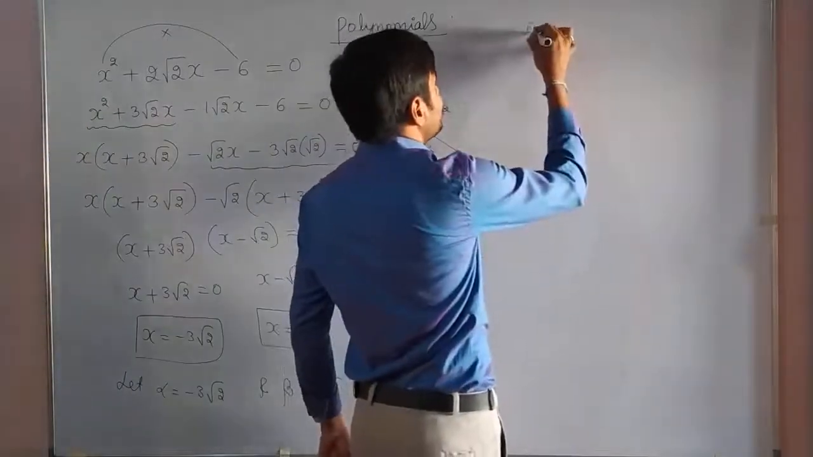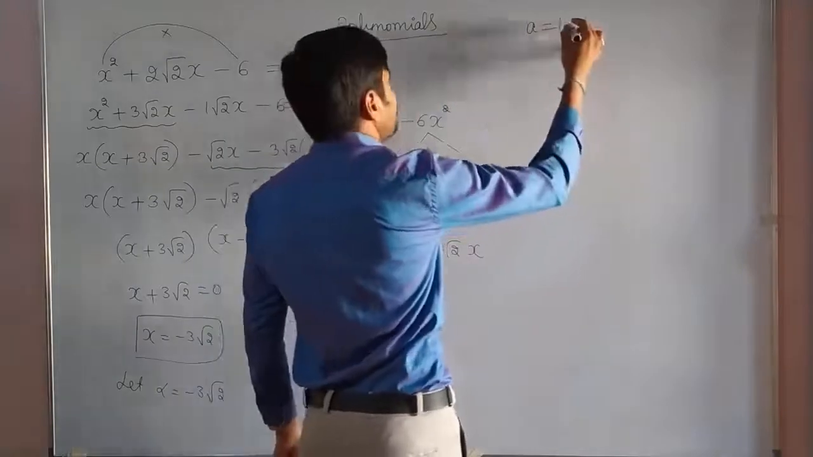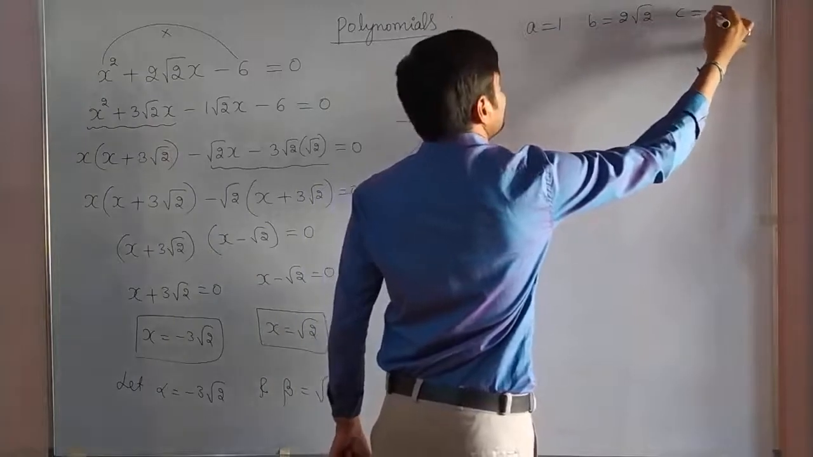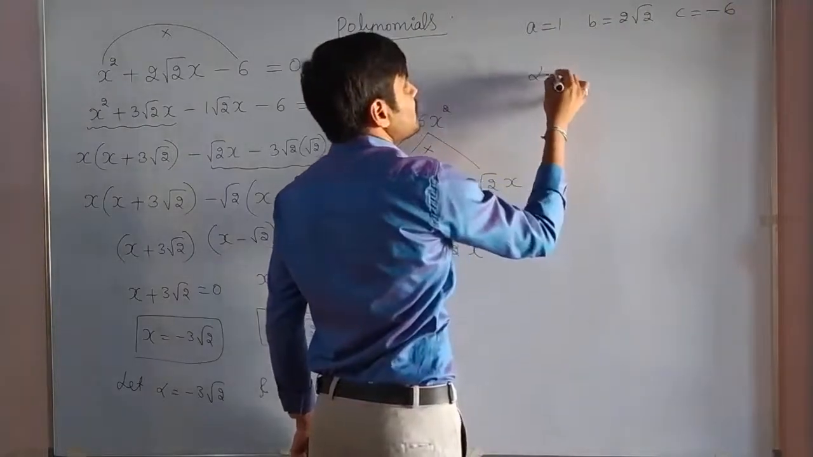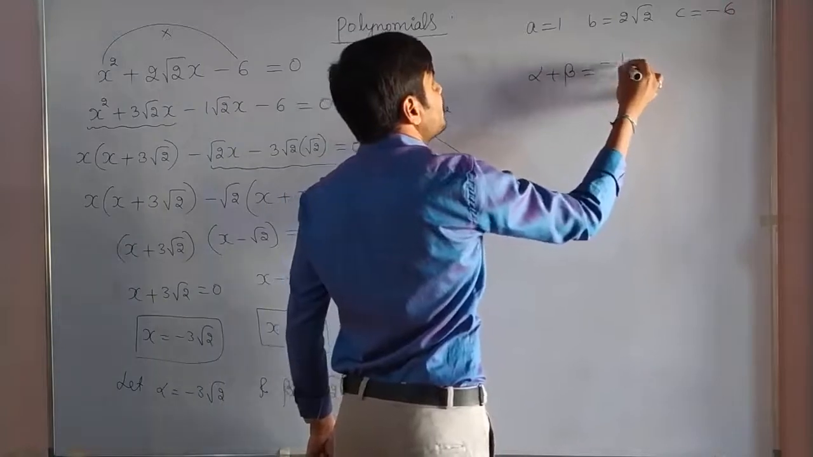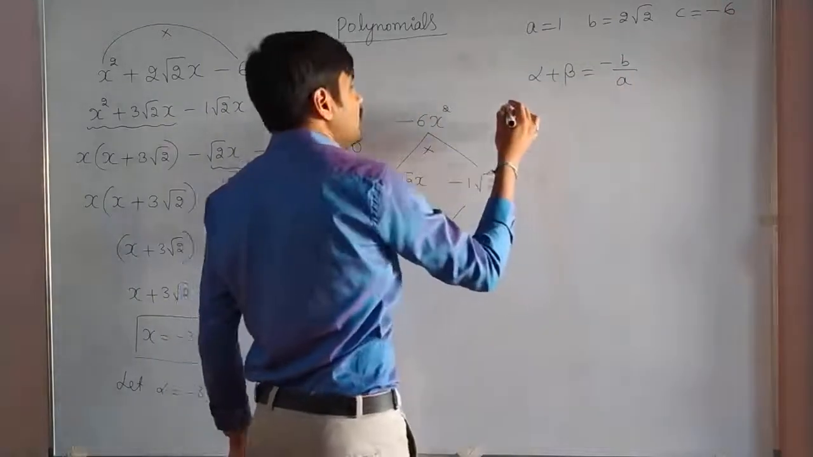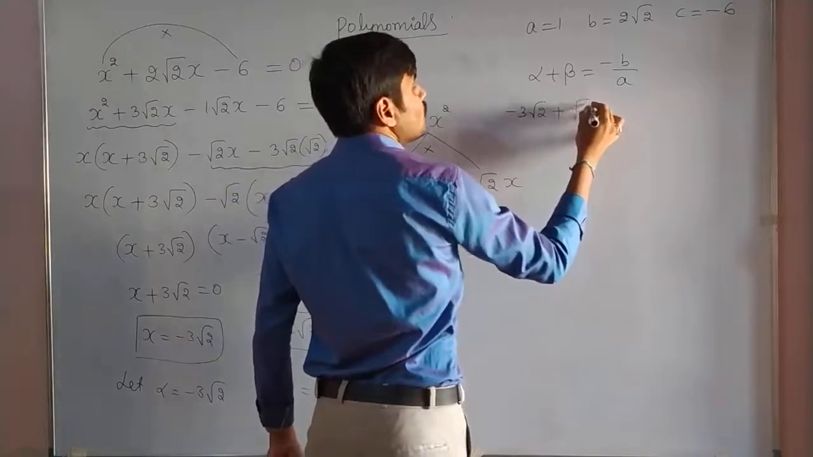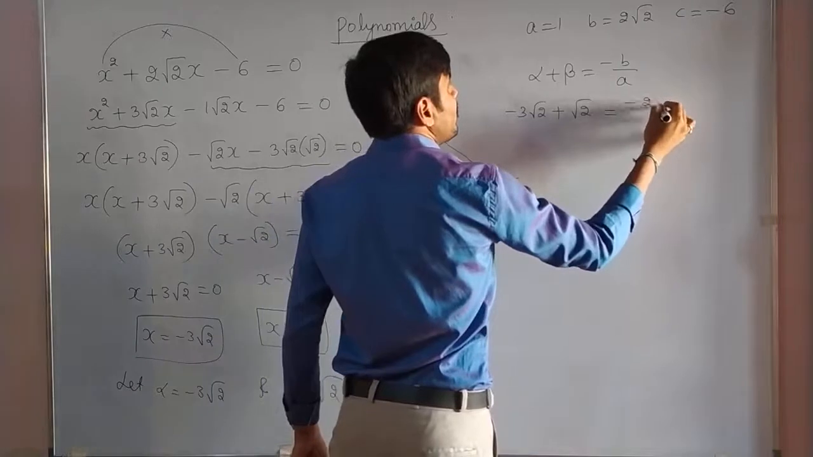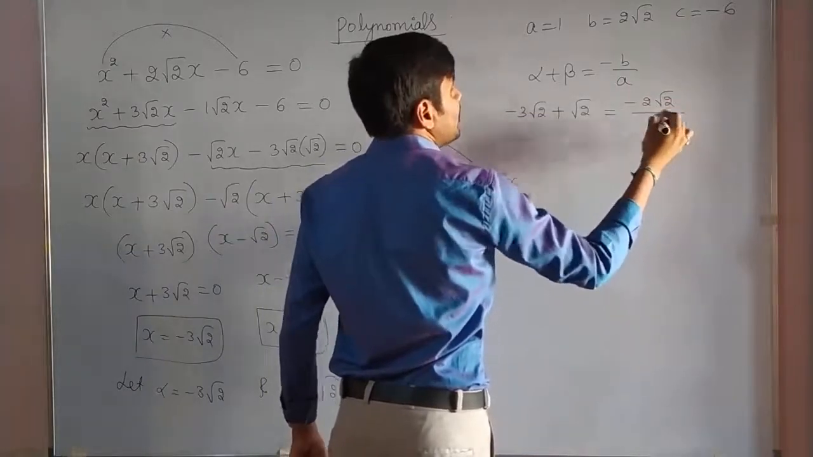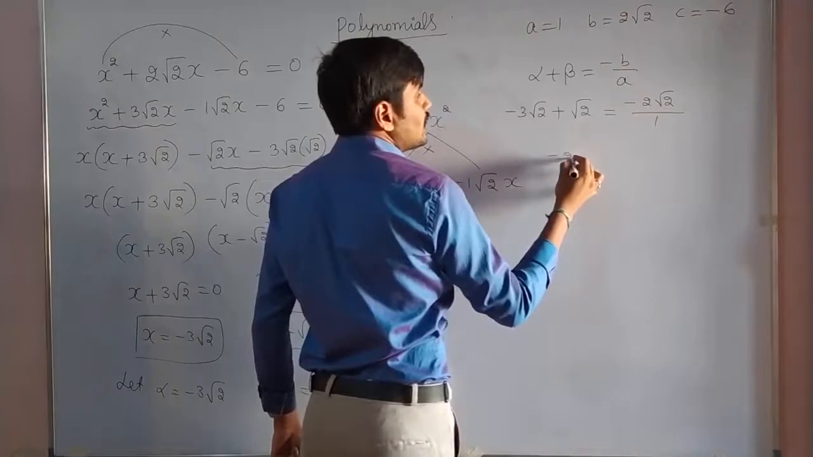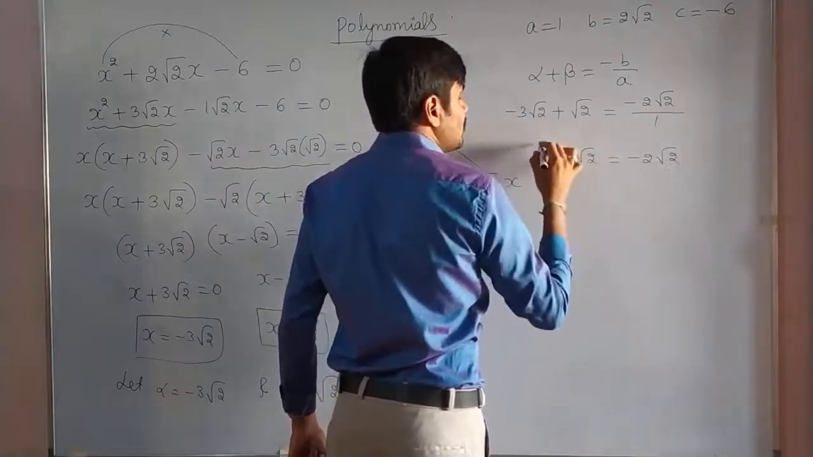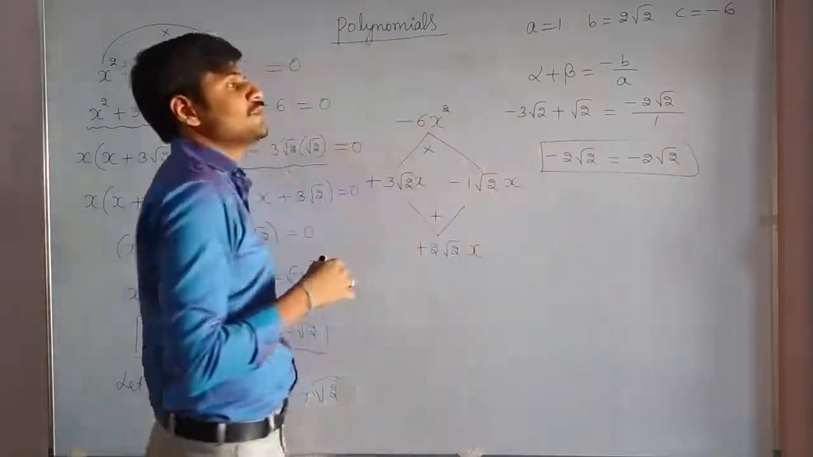So in the given equation, a is 1 and b is equal to 2 root 2 and c is equal to minus 6. Now first verify the sum of the zeros, that is equal to minus b by a. So alpha is minus 3 root 2 plus beta is root 2. Here minus of b value is minus 2 root 2 and a value is 1. If you add here, you will get minus 2 root 2. That is equal to minus 2 root 2. That's verified: the sum of the zeros is equal to minus b by a.